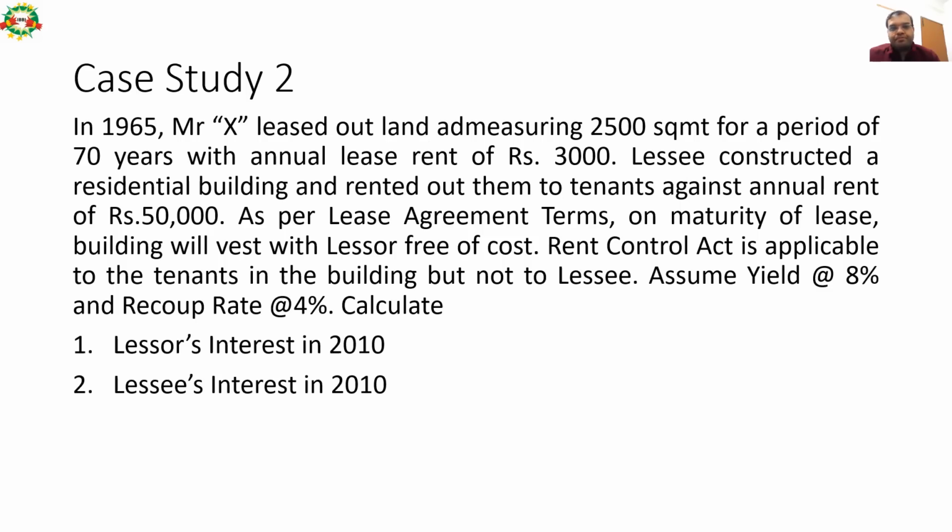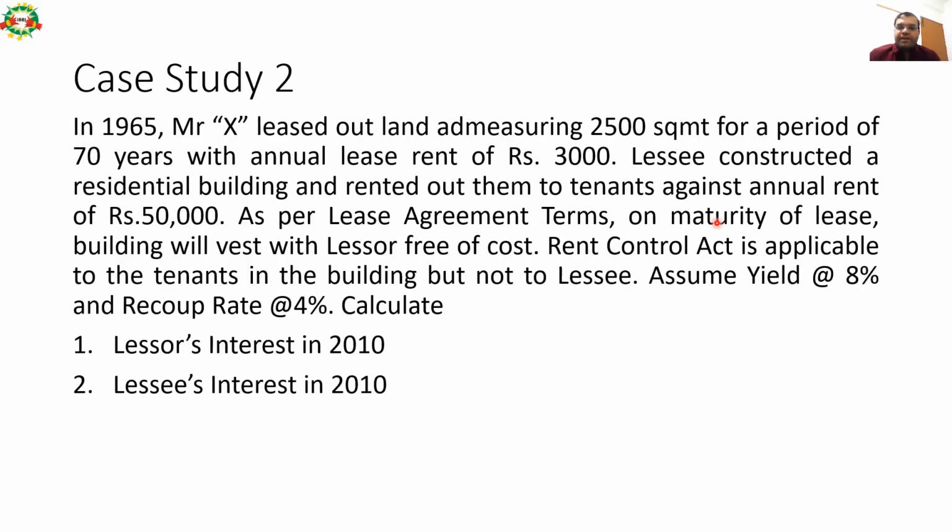Answer number 6. Next case study is, in 1965, Mr. X leased out land measuring 2500 square meter for a period of 70 years with annual lease rent of ₹3,000. It is annual lease rent. Lessee constructed a residential building and rented it out to tenants against annual rent of ₹50,000. So Mr. X took up a piece of land on ₹3,000 of annual ground rent for 70 years, and the area of the land was 2500 square meter, and further he constructed a residential building on it and started getting a house rent of ₹50,000 per annum from the building.